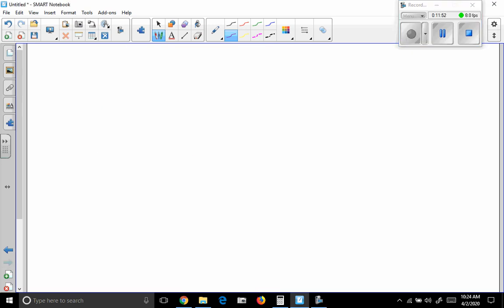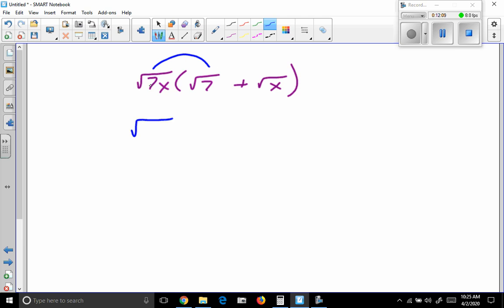All right, how about, let's do the square root of 7x times the square root of 7 plus the square root of x. So to distribute, we're going to do these. So that's the square root of 7 times x times 7. Well, 7 times 7 is 49 times x. And we multiply these together. 7x times x, well, x times x is x squared.